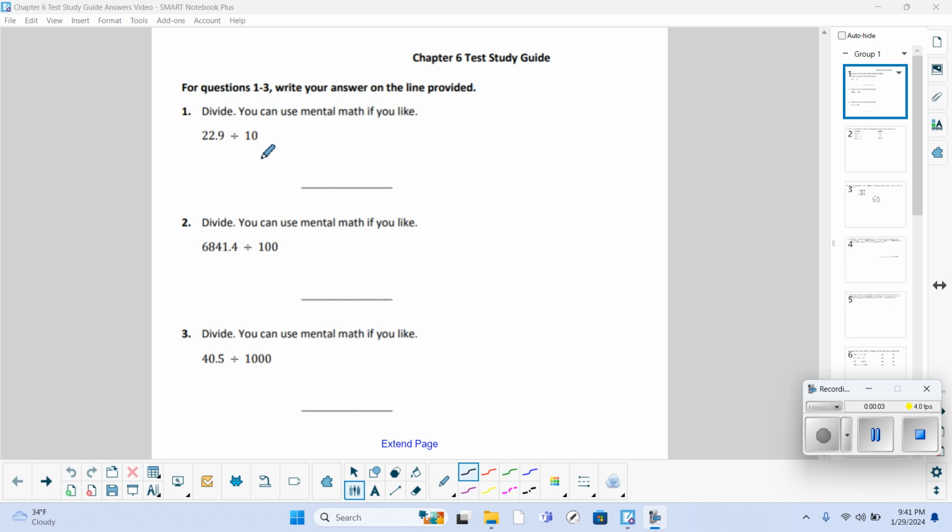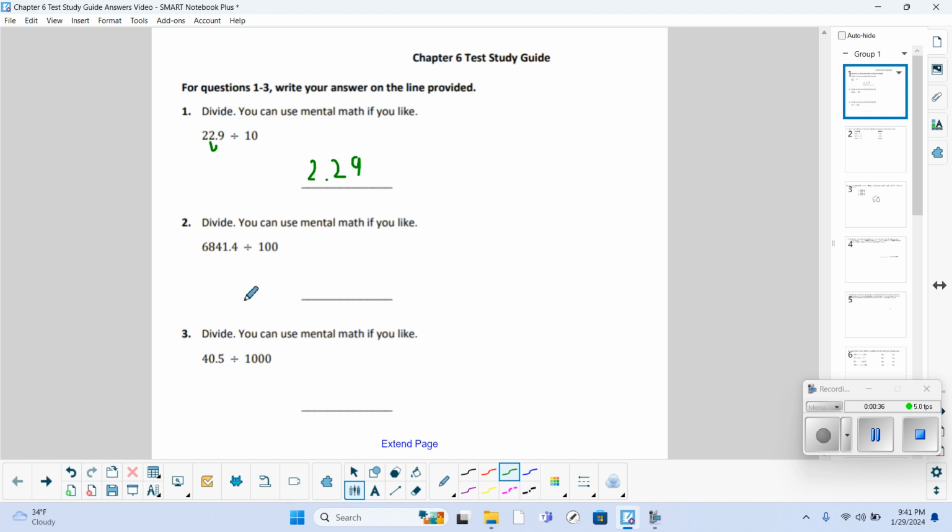Okay, for 1 to 3, we're going to use mental math, or I like to have the little scoops. 22.9 divided by 10. Well, if you divide by 10, it means the number's getting smaller, and this is a power of 10. So you decide how many decimal places it would move over. In this case, it would move over 1 and make the answer 2.29.